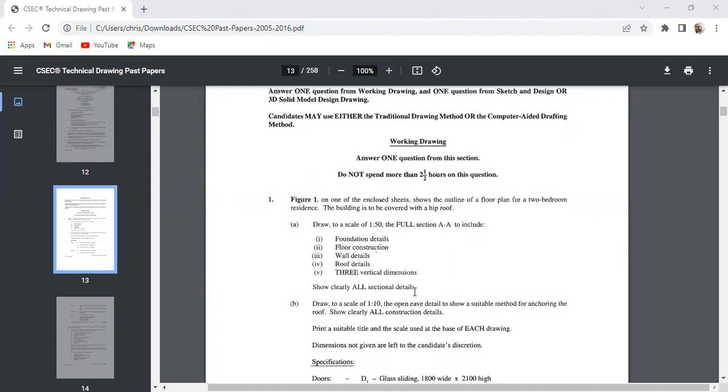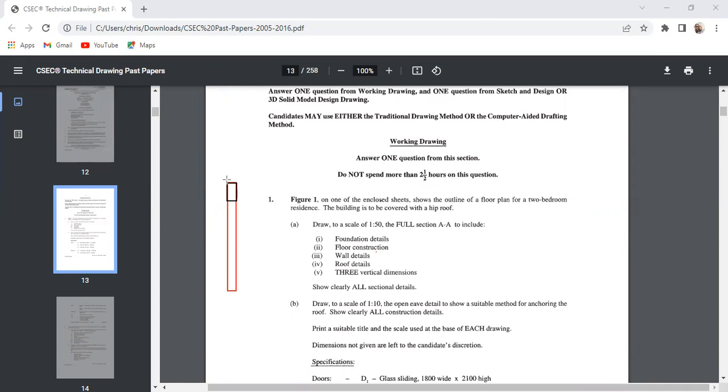For the eave detail, I noticed here that they asked us to draw to a scale of 1 to 10 the open eave detail to show a suitable method for anchoring the roof. We want to also show clearly all construction details. So the eave detail would look something like this. Let's change my color to red. This is the wall. That's our wall. And above here, we have our ring beam. Ring beam would be there.